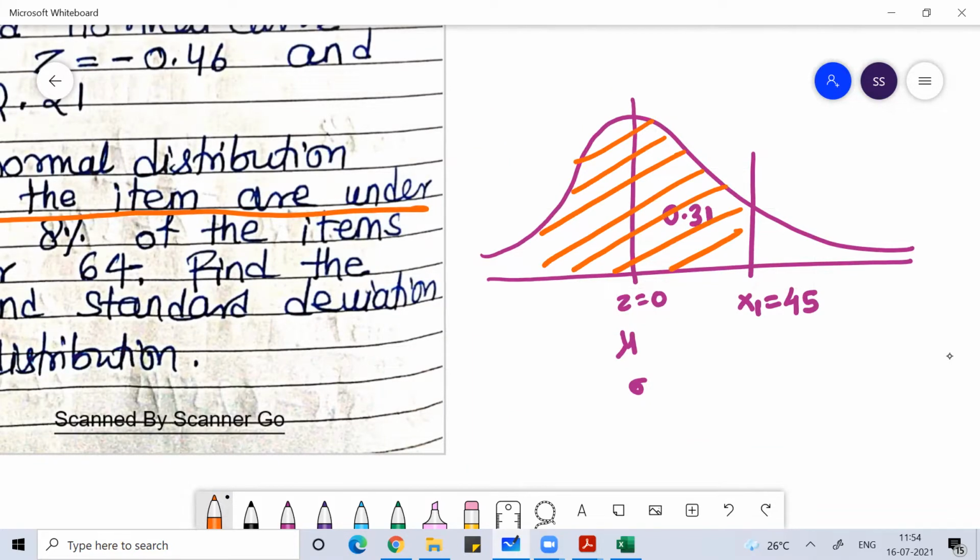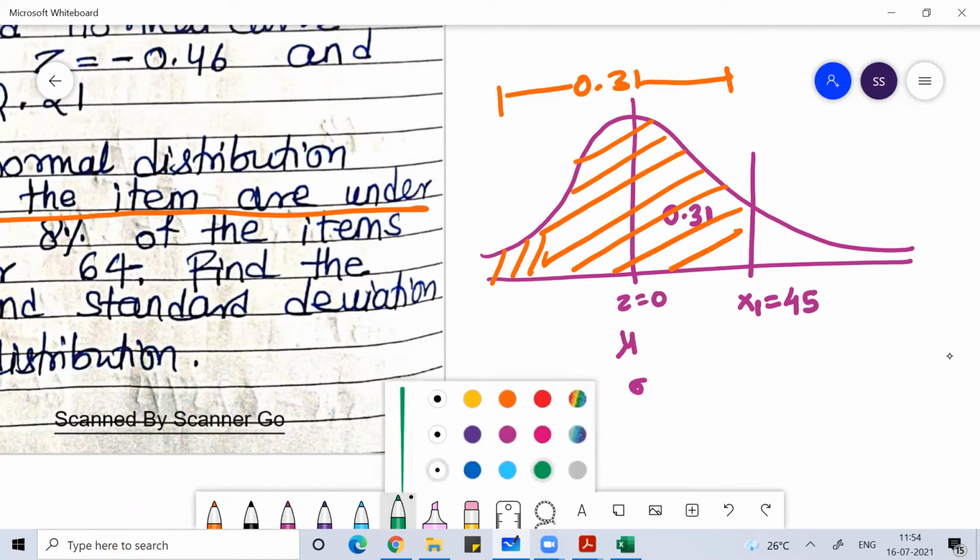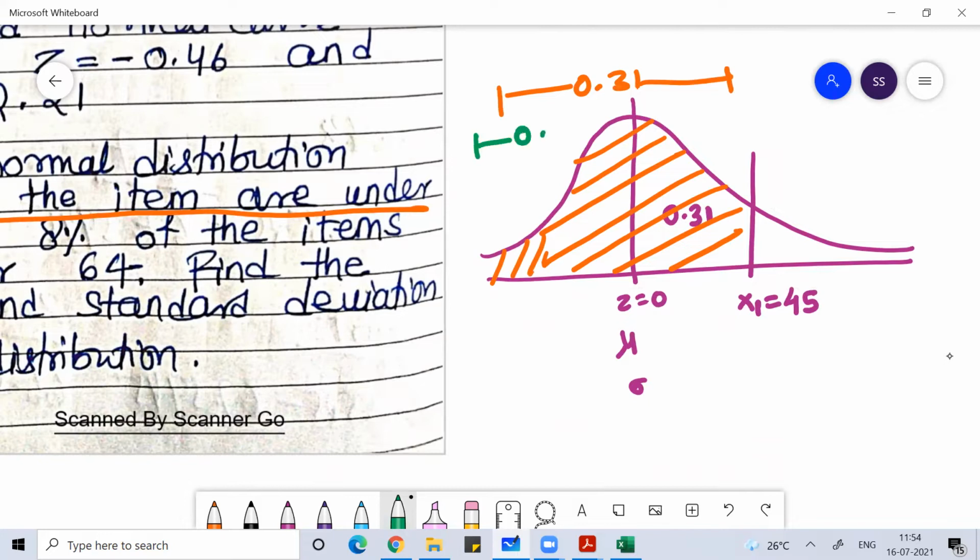31% of items are under 45, but they're talking about this area. Now, this area cannot be 0.31. Why can this area not be 0.31, guys? Because you know that this area itself is 0.5. So beyond this, if there's a region, it cannot be 0.31.